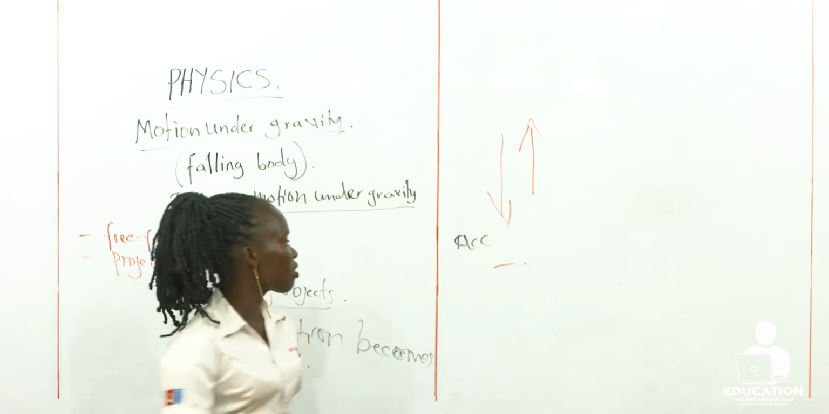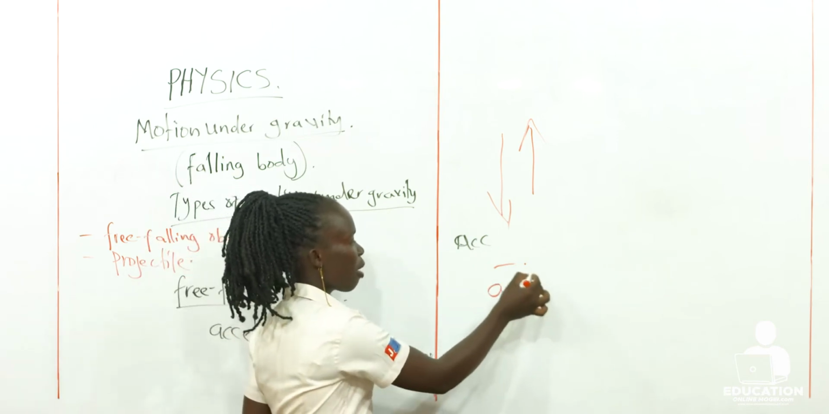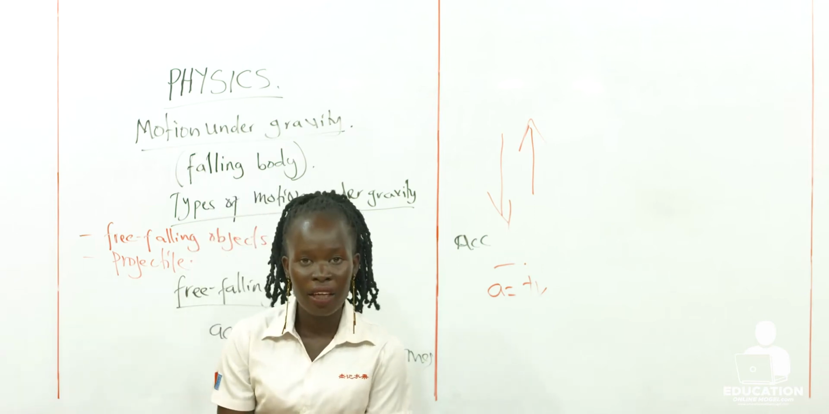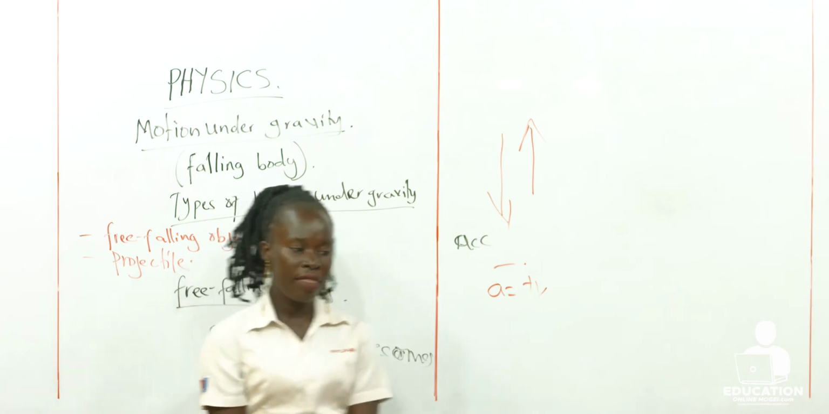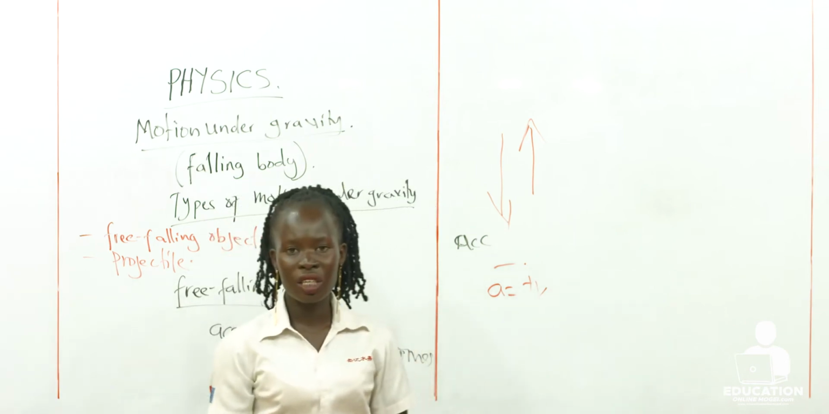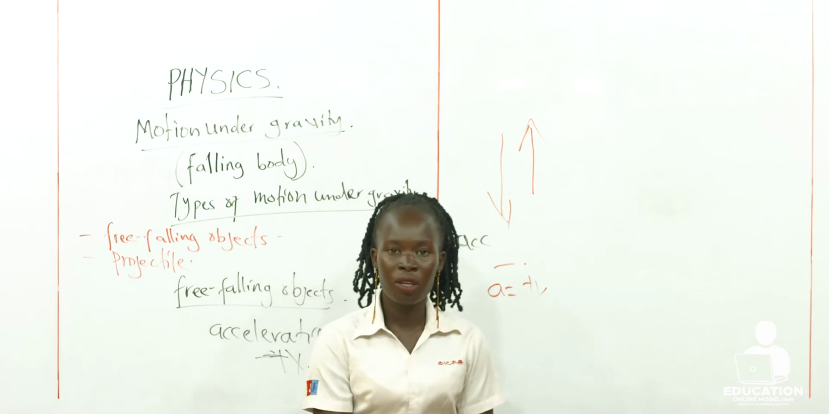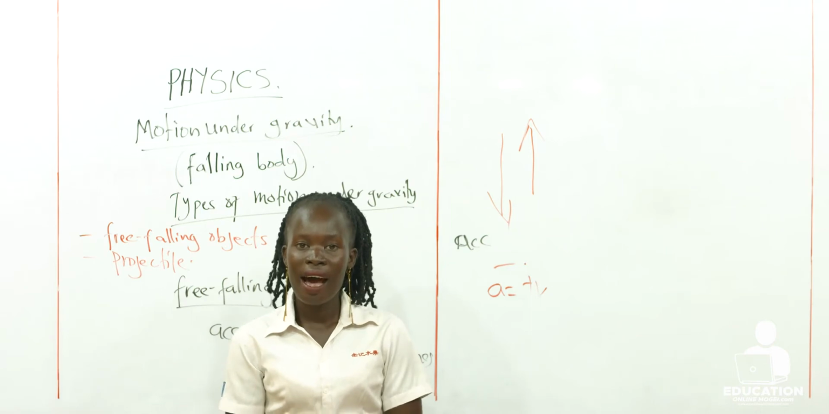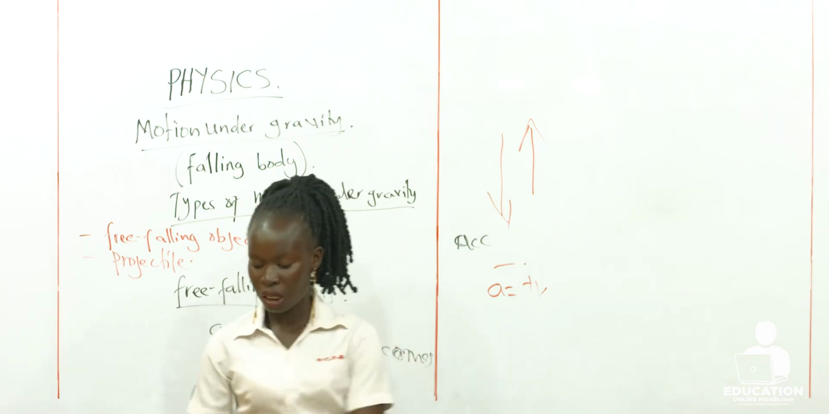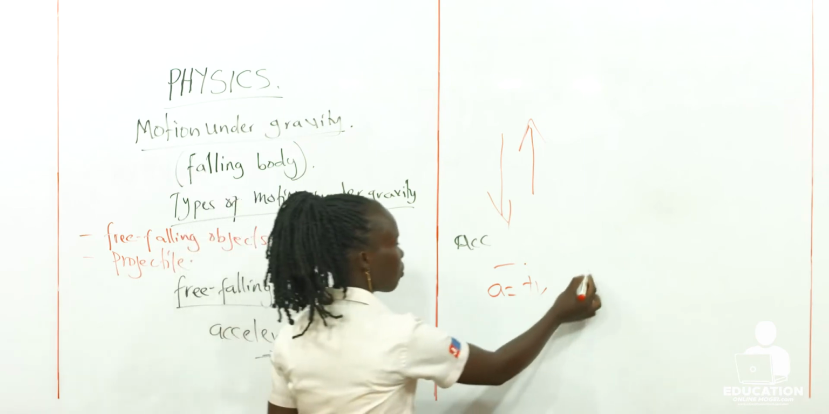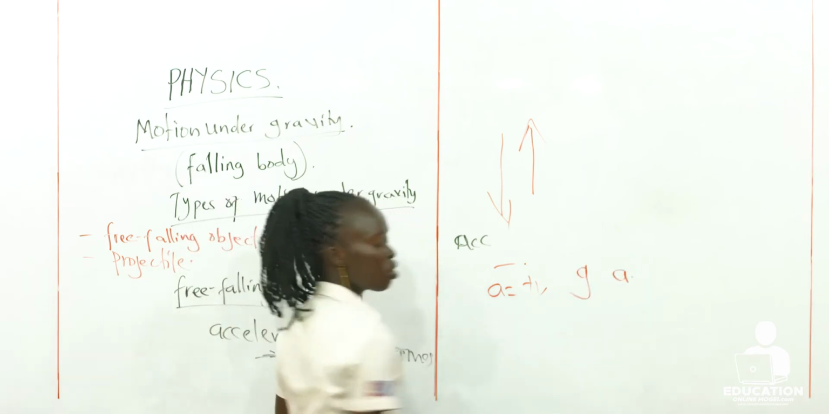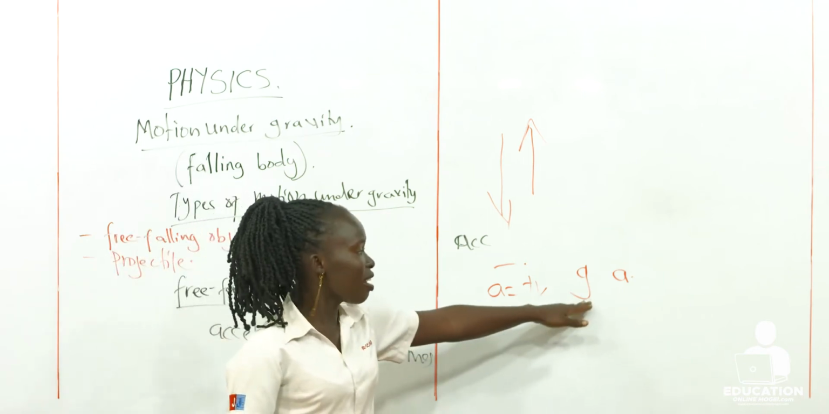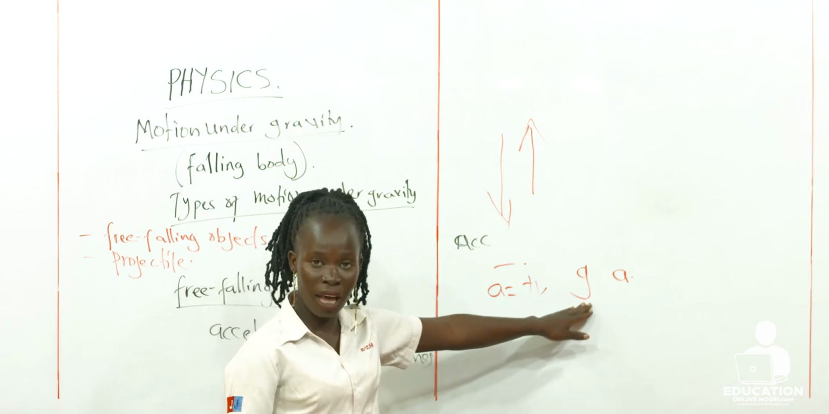When it is coming downwards, the body is accelerating at a positive rate, because it is not against the gravity. Then you will find out that this acceleration given to the body that is falling freely is what is known as the acceleration due to gravity. So it is written as g. This time round, not a, but g. That is the acceleration we are offering the body.